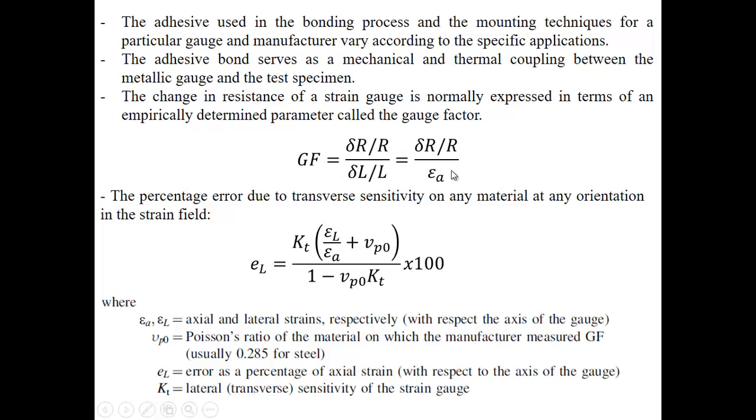So delta L over L is the strain in A, and delta R over R is the change of the resistance, okay. So the percentage error due to the transverse sensitivity on any material at any orientation in the strain field is calculated from this one, okay. Where EL is the axial and lateral strain, VP is the Poisson ratio, and EL is the error, and KT is the lateral sensitivity of the strain gauge. Okay, don't worry about that.